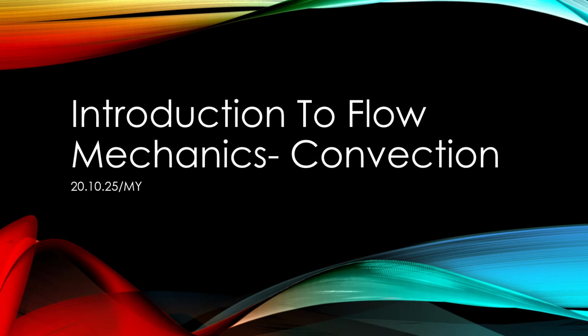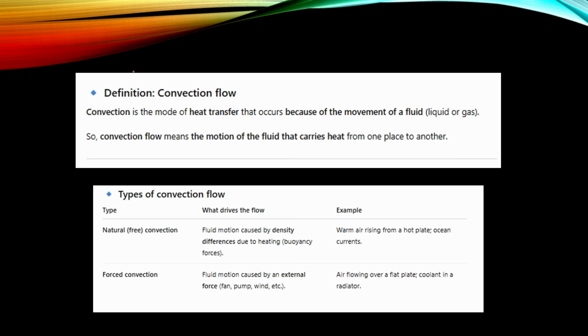Today our topic is convection, and by definition convection means heat transfer that occurs because of a movement of fluid. Fluid can be liquid or gas, but movement is the key factor when we are talking about convection. So convection means that we are carrying heat from one place to another place.